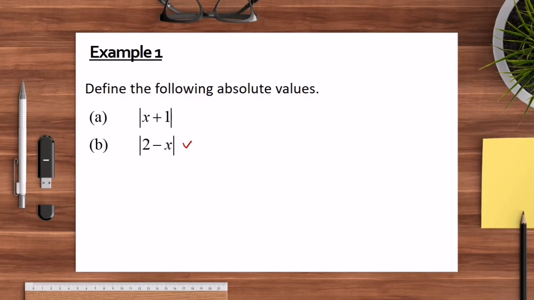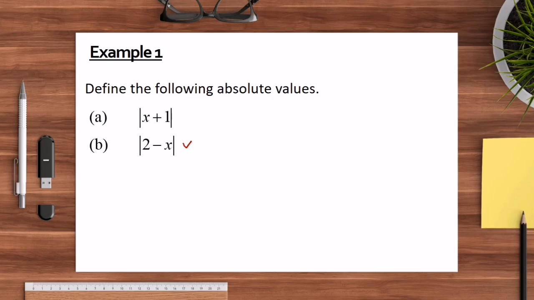And then dekat belakang ni, dia masih ada negatif x. So, kita kena bahagi negatif. Bila bahagi negatif, tanda inequality akan bertukar. So, finally, we get definition of absolute value of 2 minus x is 2 minus x if x is less than or equal to 2, negative 2 plus x if x is more than 2. So, this is the final answer.